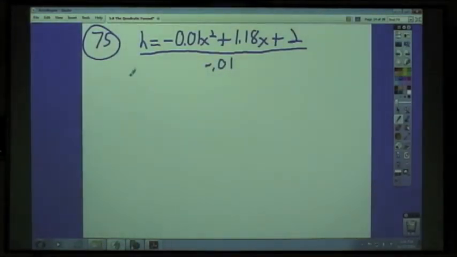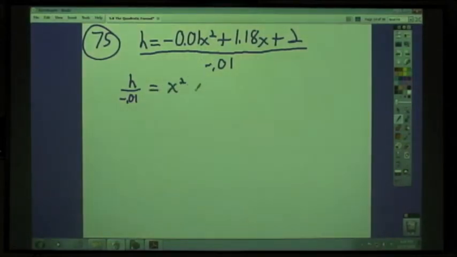When you do that, you are going to have h over negative 0.01. We're going to talk about that; that guy's going to affect us here in a little bit. We're not going to mess with him right now. When you divide it out here, you're going to get x squared, you're going to get negative 118x, and then you're going to get negative 200 over there for the c.